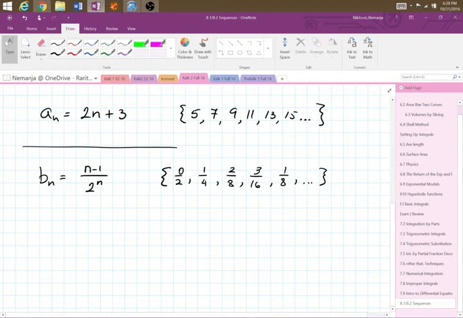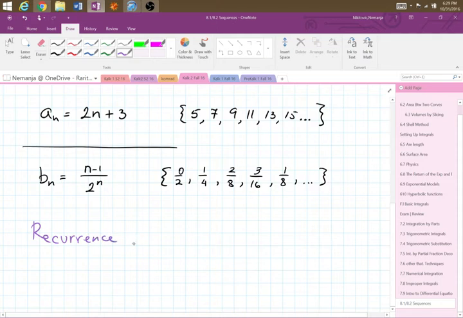So, an ordered list of numbers. You would write that first one as 0 over 2 rather than 0? No, we can write it as 0. Okay.